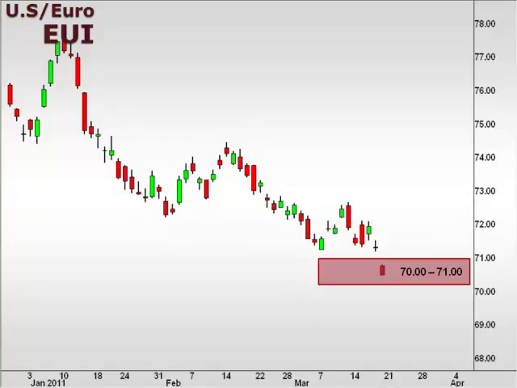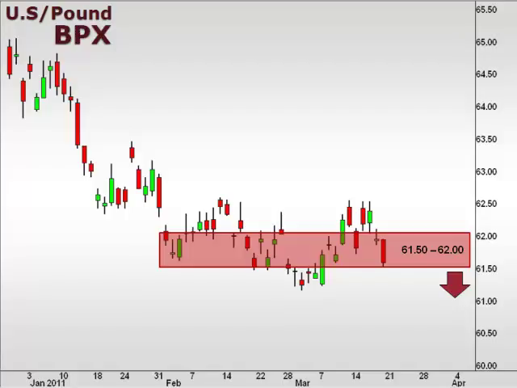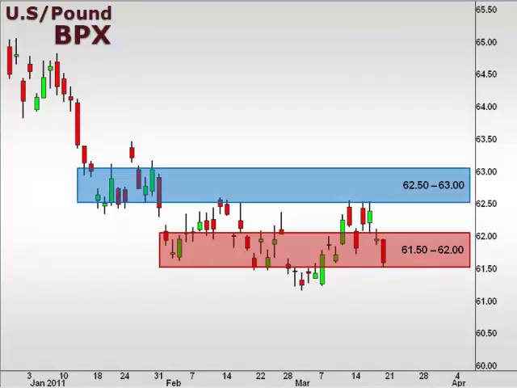Let's take a look at the BPX, the U.S. versus the British pound. The BPX rejected at the 62.5 level resistance and closed the week with a test of support at 61.5, suggesting that the downtrend is still in place. We need to see a break above 62.5, 63 to lend credibility to a bigger picture reversal of the current downtrend.